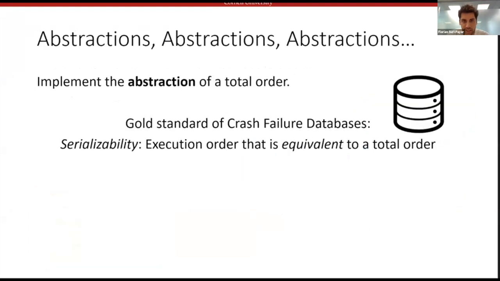What we propose instead in Basil is to take a page from our crash failure database counterparts, and instead of implementing totally ordered systems, implement executions that are indistinguishable from ones that are totally ordered. This is called the gold standard of crash failure databases. It's called serializability. And as part of Basil, the first question that we explore is how to actually capture this property in the presence of Byzantine actors.